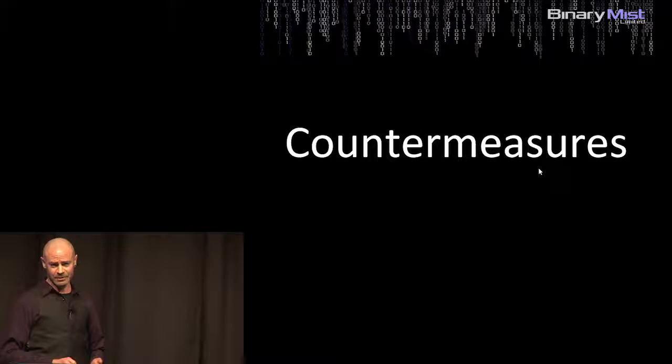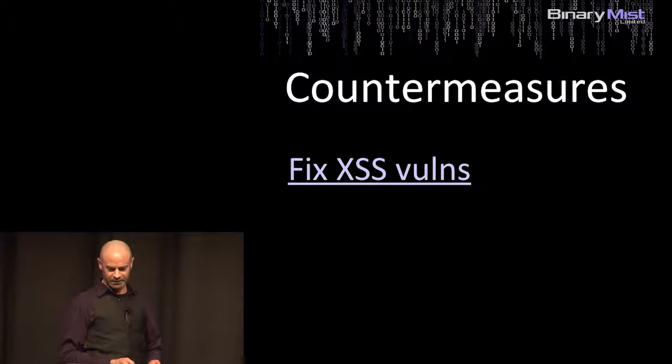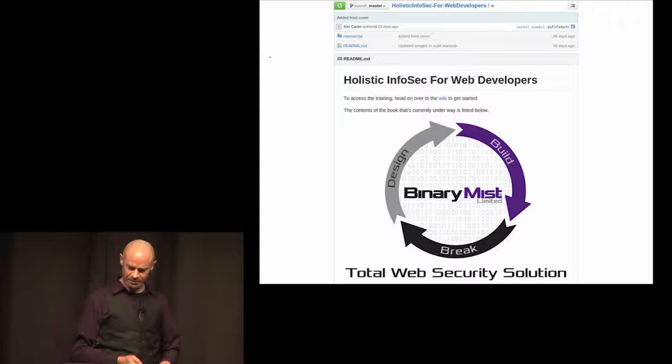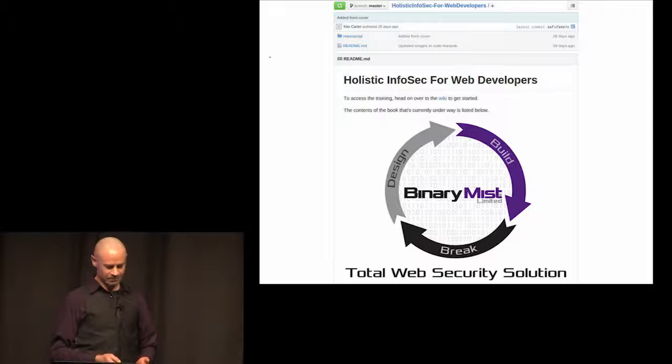So what are some of the countermeasures? Fix your cross-site scripting vulnerabilities. This is a link to the holistic InfoSec wiki that I've been putting together for some training. There's a section called Wrongfully Trusting the Loading of Untrusted Web Resources. That's where that link leads to. That pretty much will go through everything you need. It's also got a link off to some OWASP resources.